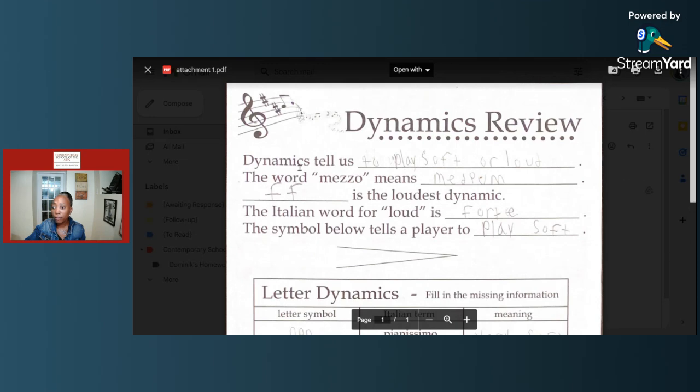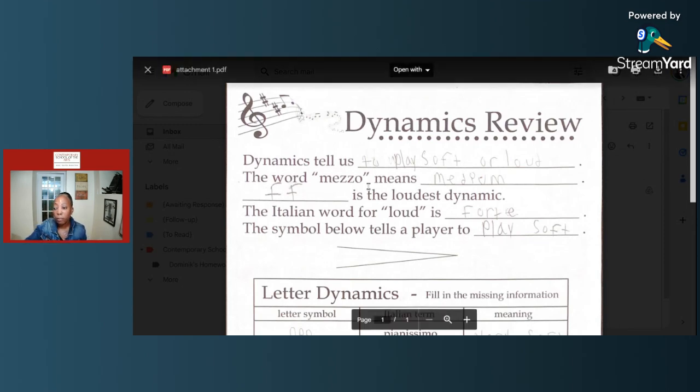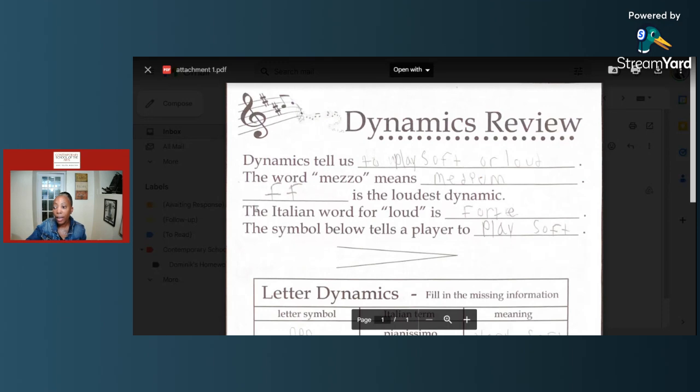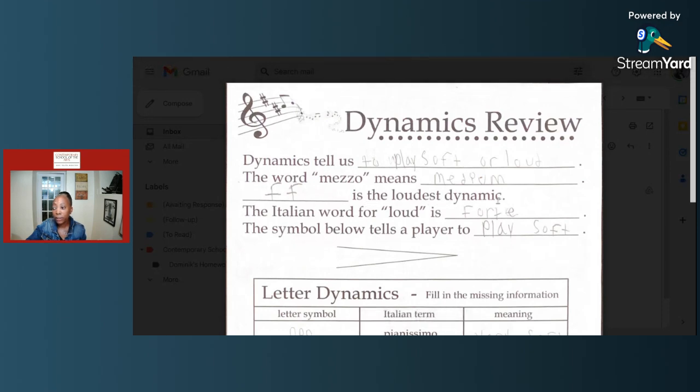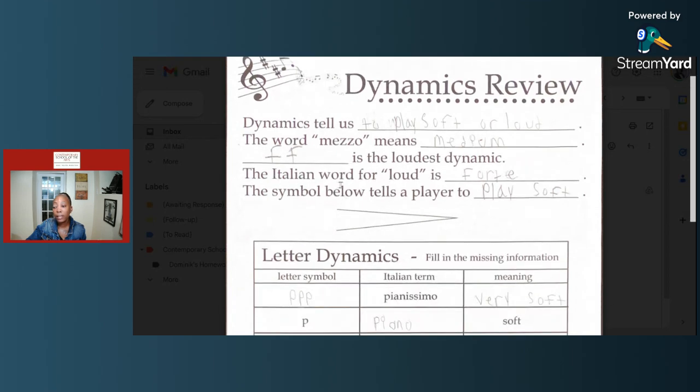So we have dynamics tell us to play soft or loud. That is correct. Okay, so the word mezzo means medium. Good, that is correct. You're totally correct. And blank is the loudest dynamic. FF, fortissimo. Good. The Italian word for loud is forte. That is correct as well.